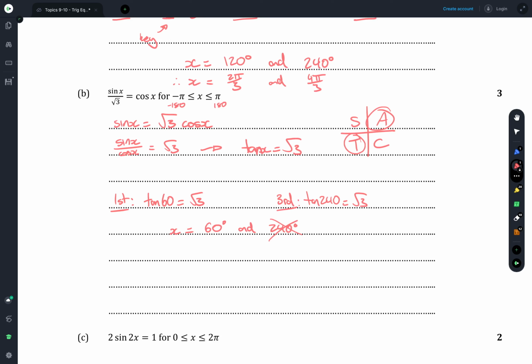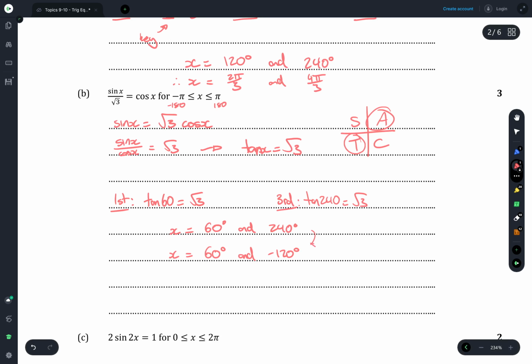Looking at this 240 degrees, what we might remember is we can add and subtract any amount of 360 degrees and it will still work. So I'm going to keep the 60 degrees as it is, but because that 240 degrees is outside our domain, I'm going to subtract 360 degrees from that to get negative 120 degrees. Then we see that 60 degrees is in that domain, and negative 120 degrees is also within that domain. So now we found our two solutions.